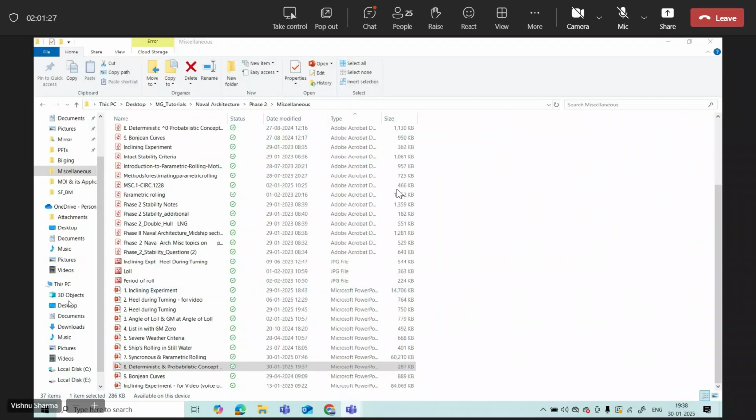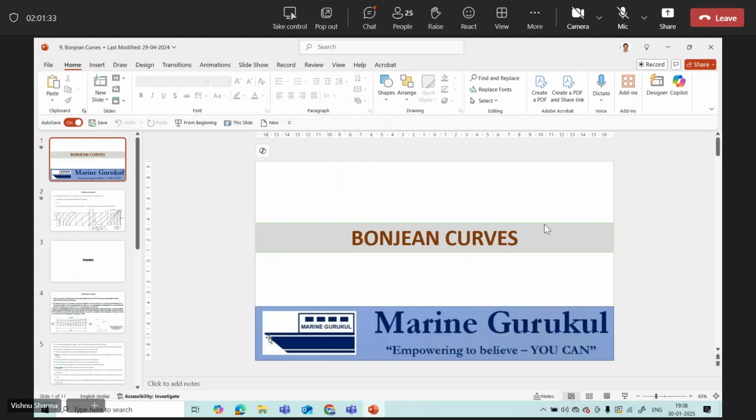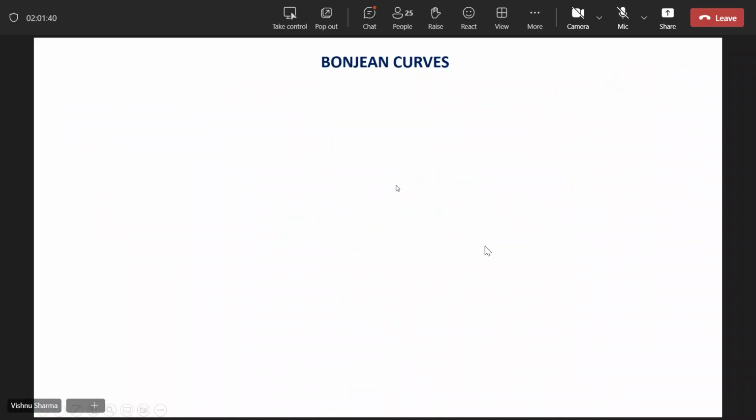Okay. I keep all these written here so that I don't miss out on any topic. That's why they're all sequential here. It's only this slide that I have to show you guys. Nothing else. That's only single slide. Bonjean curves, guys.